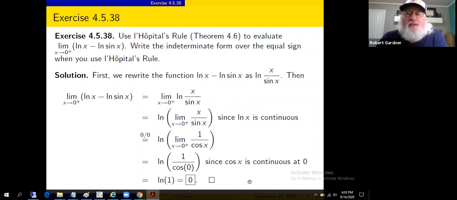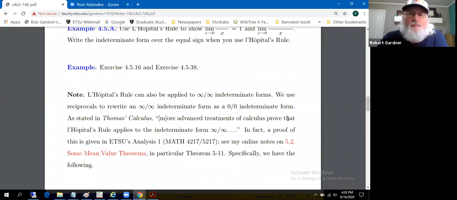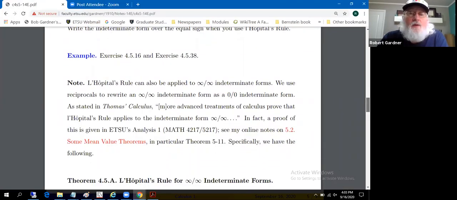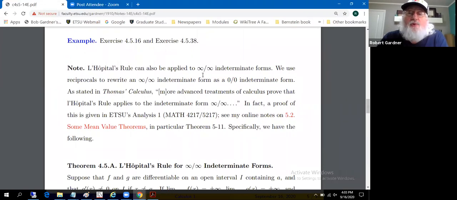So what we've done is taken L'Hopital's rule and combined it with some other stuff. Log functions and an idea of continuity. L'Hopital's rule can be applied to infinity over infinity indeterminate forms. We'll illustrate that here shortly as well.